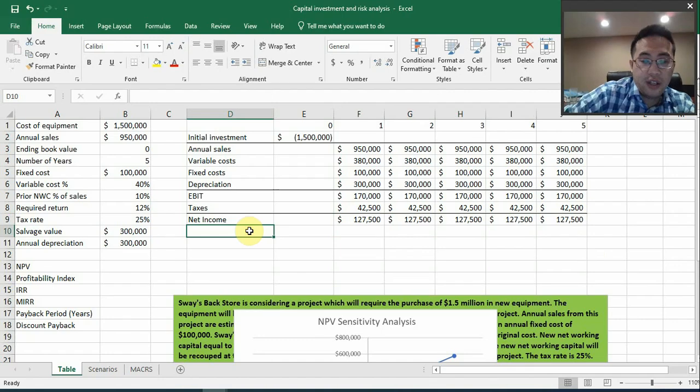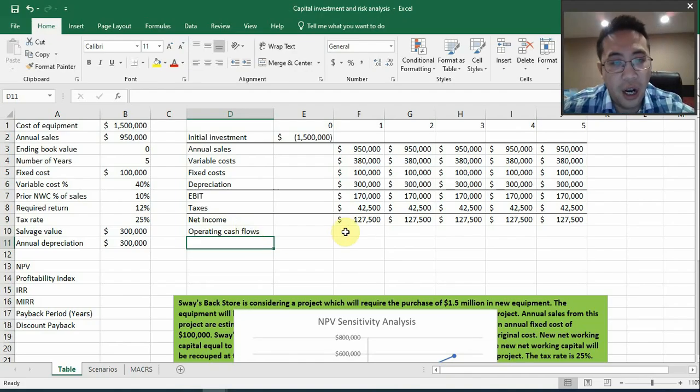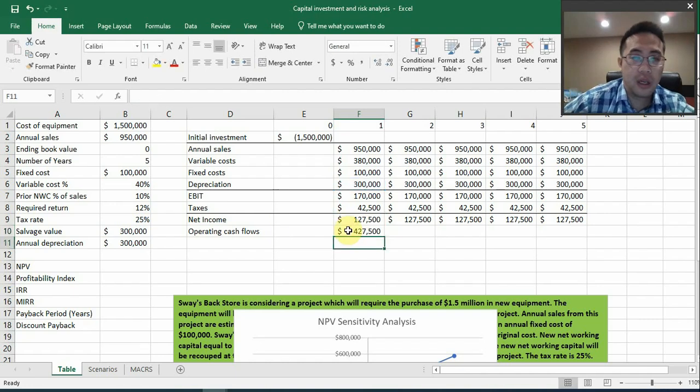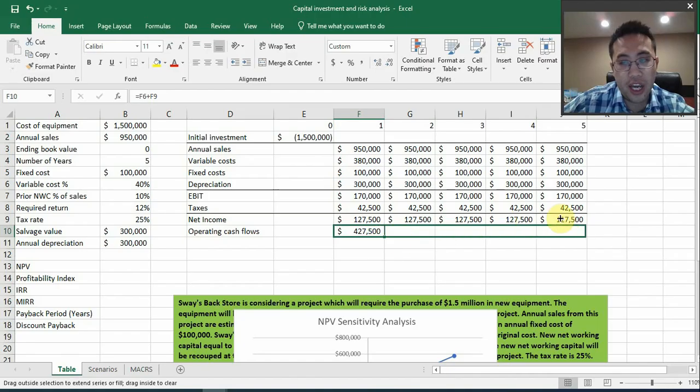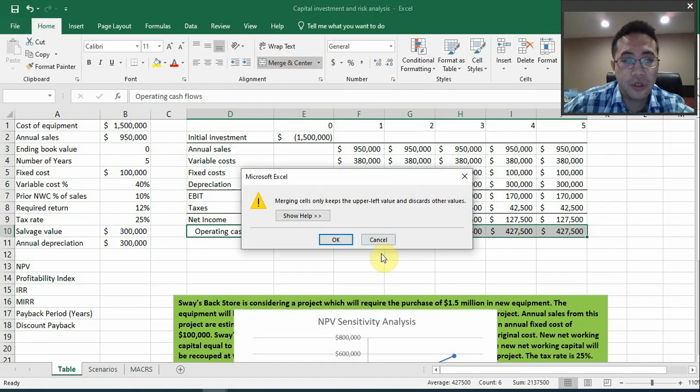Okay, and then to get operating cash flow, which happens each year on an annual basis, you need to add depreciation back to the net income. Since the depreciation you deducted in the first place is a non-cash item, if you subtract it, you need to add it back. Therefore, the result could be 100% pure cash. All right, then you drag it. So that's the second component for free cash flow in capital budgeting.